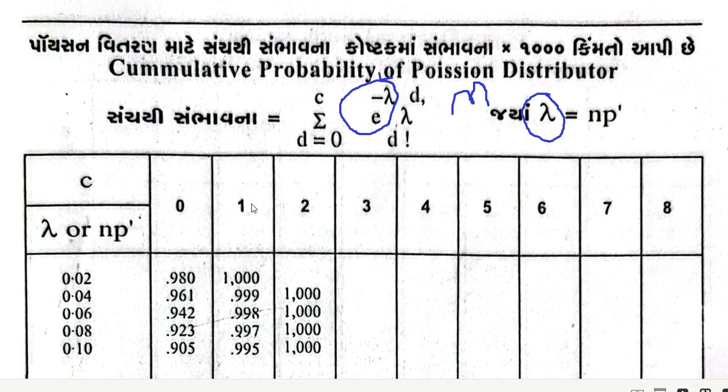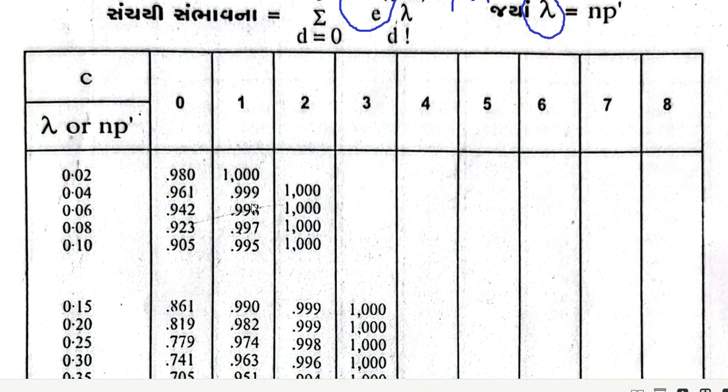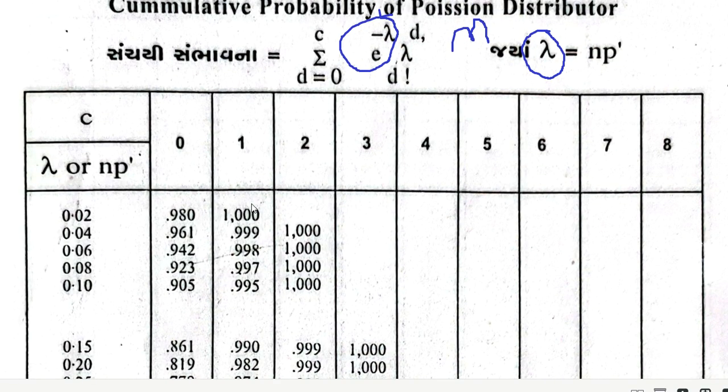So let us understand how you can calculate this value e raised to minus m using this table. This table will be provided in your examinations. So this type of table will be provided to you in your examinations. So how to use it?